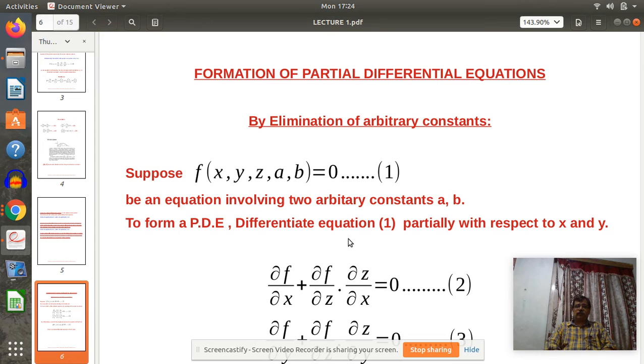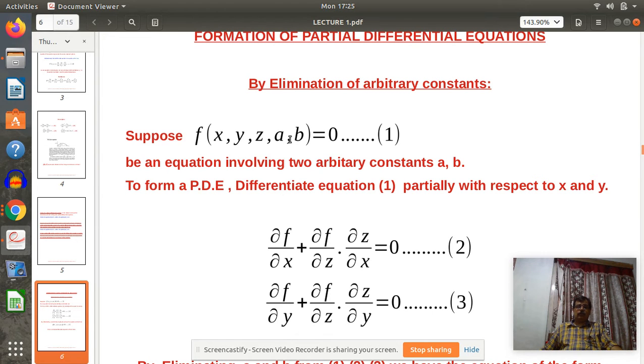A partial differential equation can be formed by two methods, which we are going to discuss here: by elimination of arbitrary constants or by elimination of arbitrary functions. First, we discuss the formation of a partial differential equation by elimination of arbitrary constants. Suppose we have a mathematical equation of this format, f of x, y, z, a, b equal to 0. This is a mathematical equation where x and y are independent variables, z is a dependent variable, and a and b are two arbitrary constants. So this is a given equation. We have to form a partial differential equation from this.